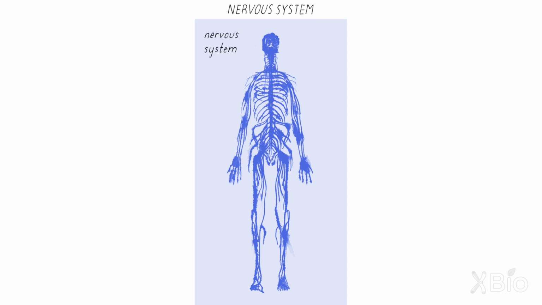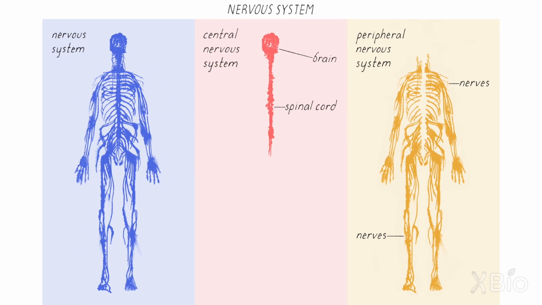Neurobiology is the study of the cells in the nervous system and how they communicate and interact with each other and eventually all come together to form the nervous system as a whole. The nervous system is divided into two main parts. The central nervous system, which is your sort of central processor, which is your brain and your spinal cord.